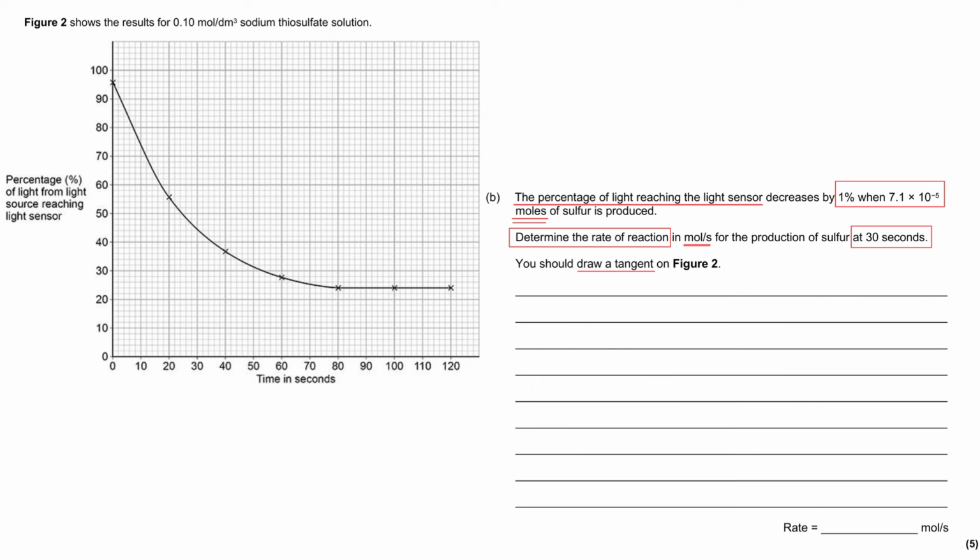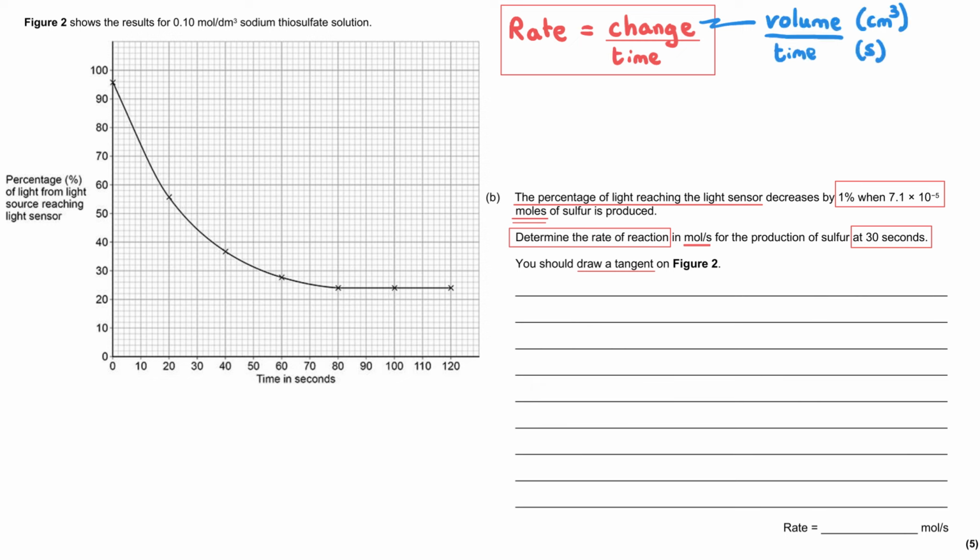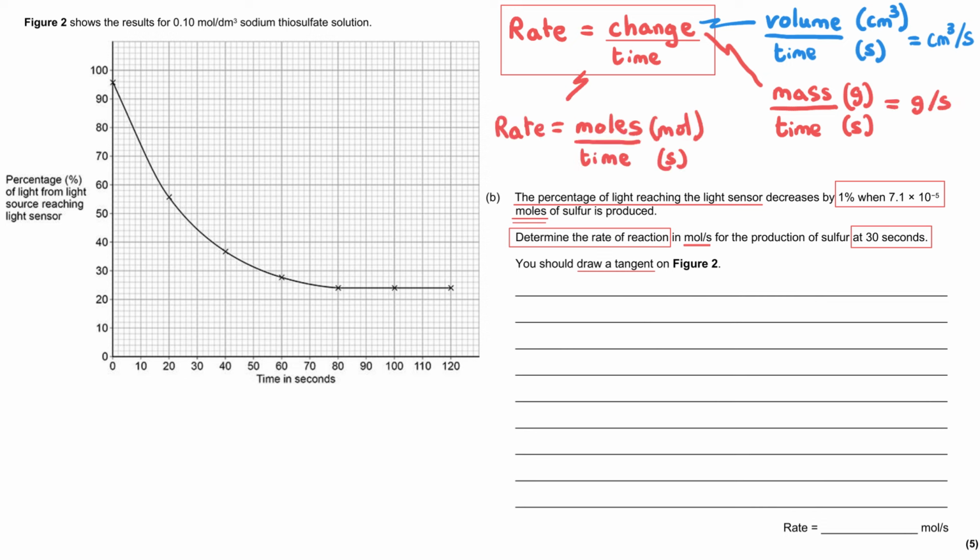When you calculate the rate of any reaction, you're always going to be doing the change in some quantity divided by time. That might be centimetres cubed of gas per second or mass of gas per second. On this occasion, we're going to be working out moles per second. From the graph, you can see that we've got percentage on the y-axis, not moles, but we do have seconds on the x-axis. In some cases, we're asked to work out the average rate of reaction, and that would be for a change in percentage divided by time.